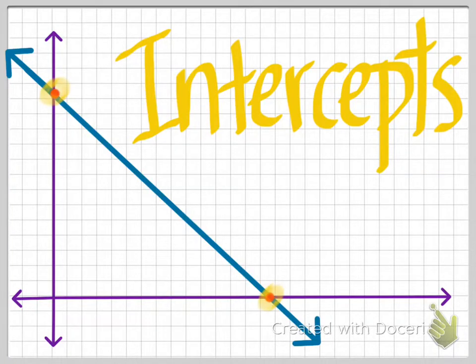Hi students. So today I'm going to show you how to quickly graph a linear function in equation form from different forms of a linear function by using the intercepts. It's a very easy way and I'll show you.